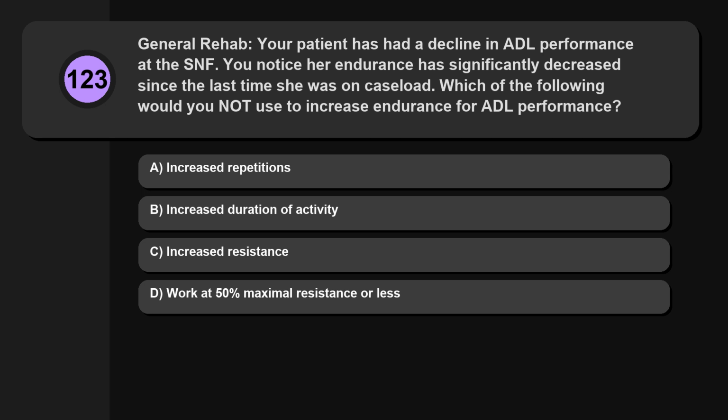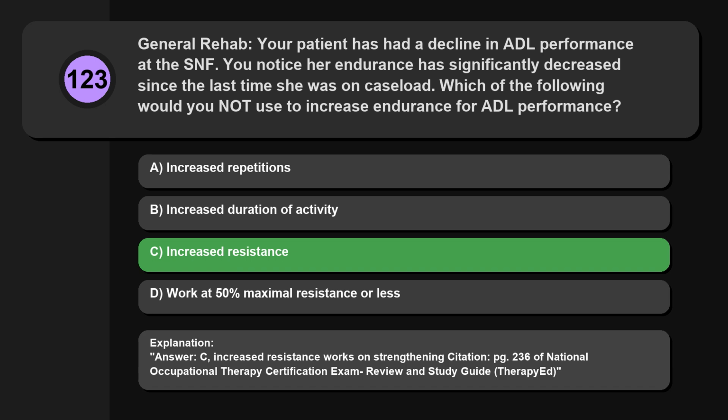Option A, increased repetitions. Option B, increased duration of activity. Option C, increased resistance. Option D, work at 50% maximal resistance or less. The correct answer is option C, increased resistance. Answer C. Increased resistance works on strengthening. Citation, page 236 of National Occupational Therapy Certification Exam Review and Study Guide, Therapy Ed.